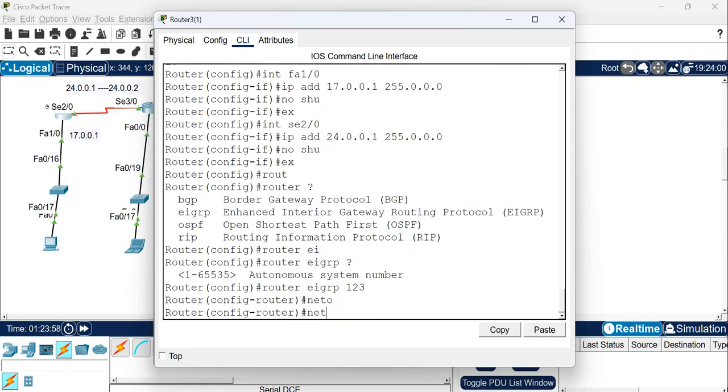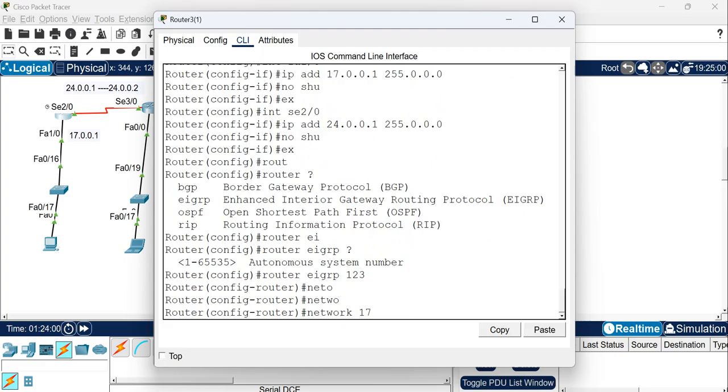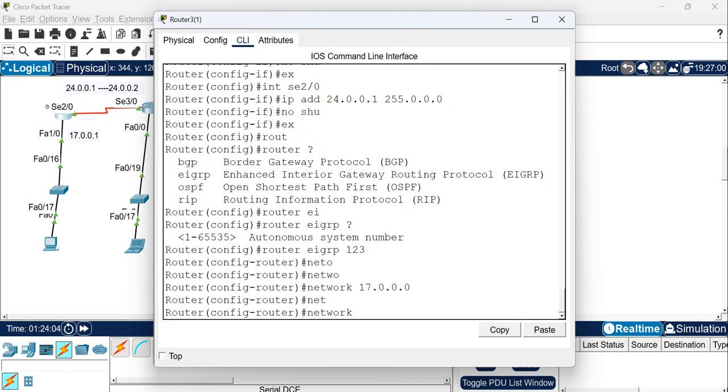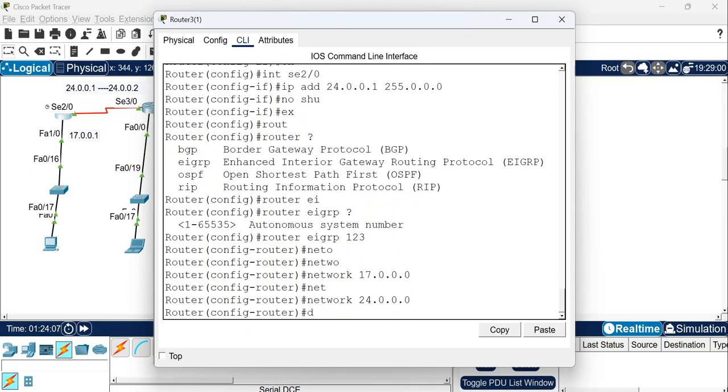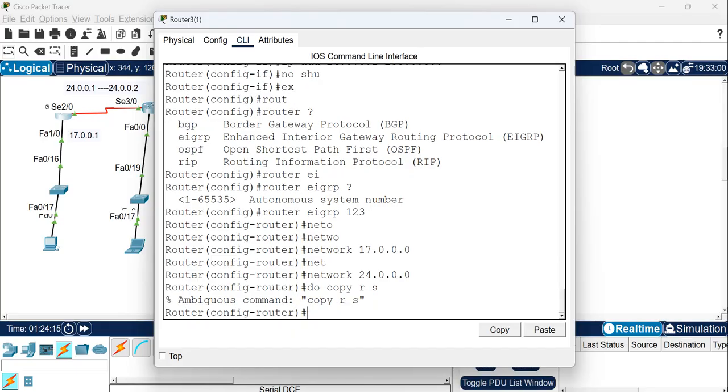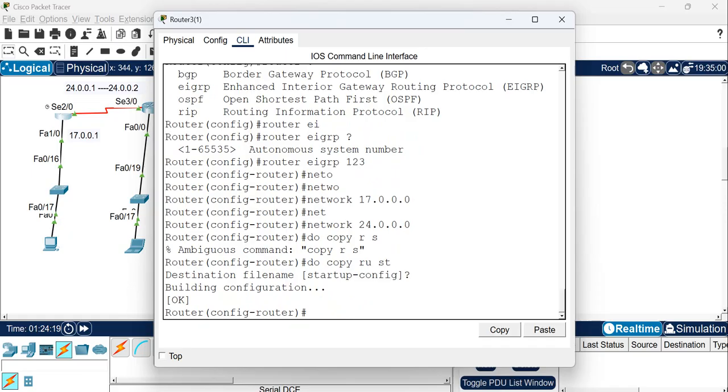Now what's the next thing? Network physically connected. What are the networks connected to me? It is 17.0.0.0. Then network 24.0.0.0. Clear? Then do copy run to start. Clear? That's what I did. Nothing.